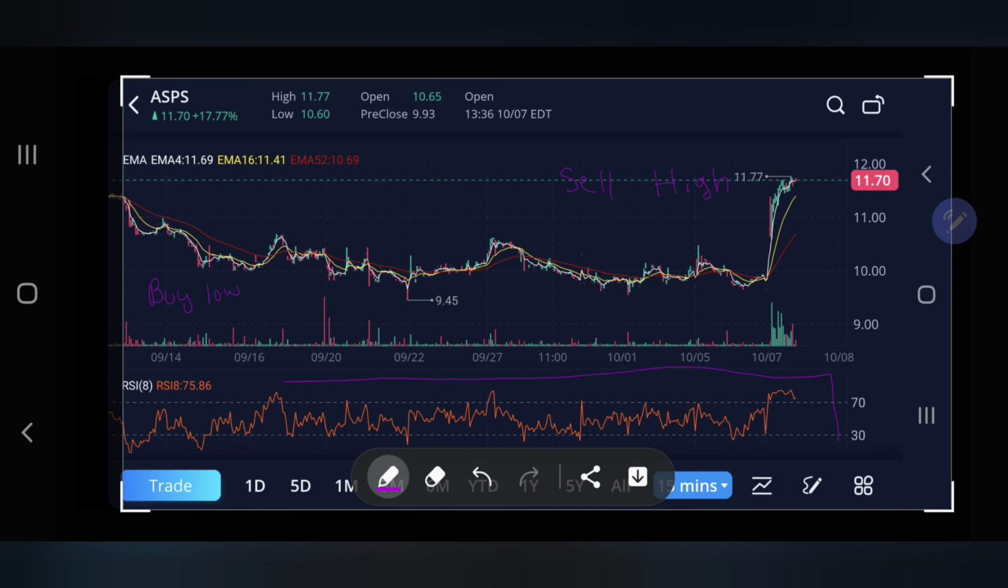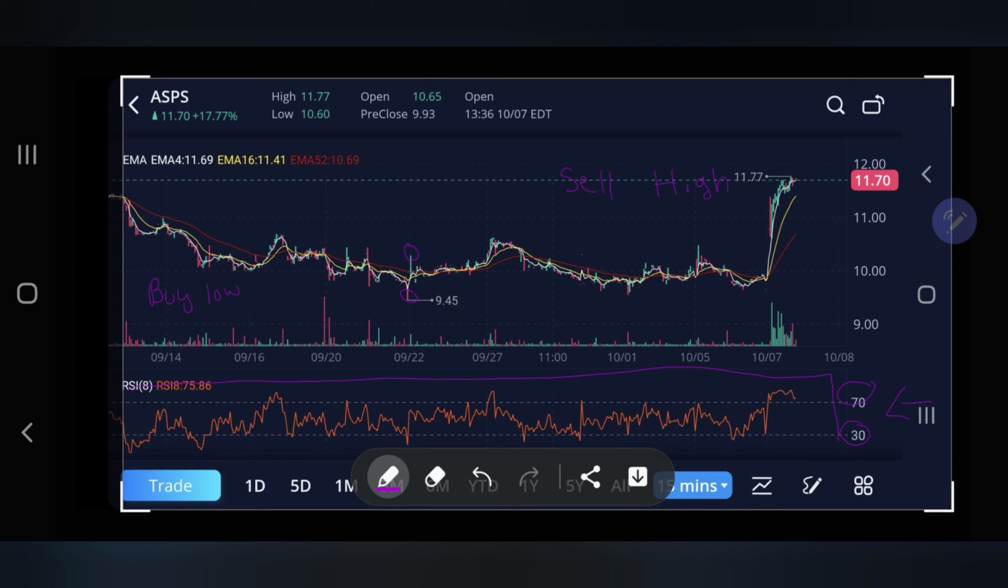An RSI is basically a technical indicator used when analyzing your stocks. Basically, on the far right hand side, the 30 means that it is oversold and the 70 means that it's overbought. So basically you will want to buy in when it's oversold, and then you want to sell when it's overbought. So when you see the orange line touch down to the 30, that is a good time to buy. When it's at the 70 or higher, that is the best time to sell.